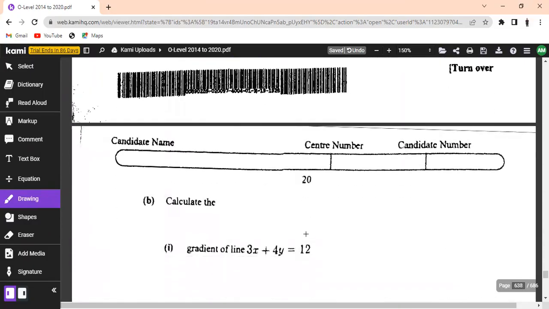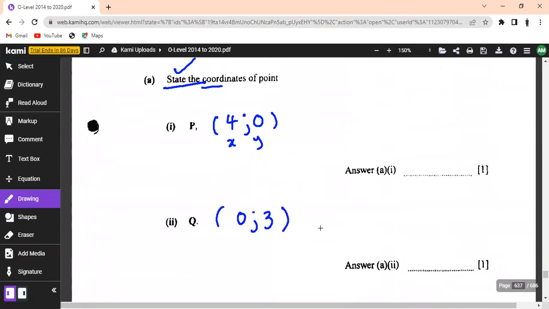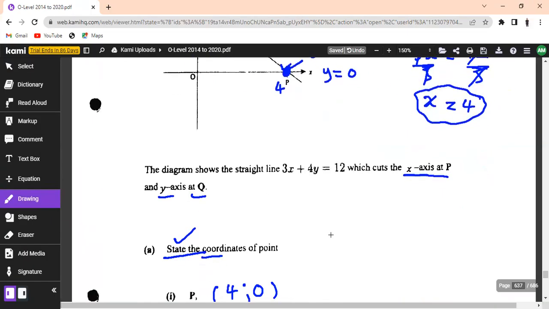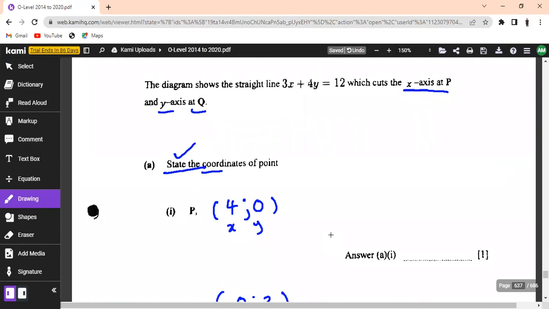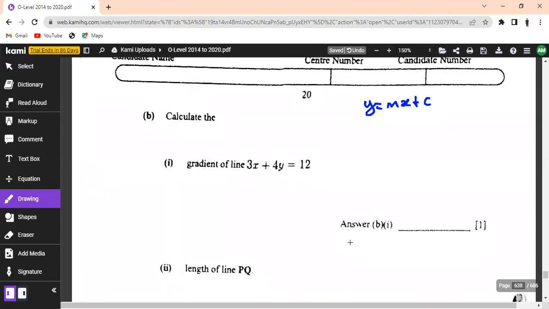All right. Then on number B, calculate the gradient. Okay, the gradient of the line. If you're asked to calculate the gradient, remember you must write your equation in the form of y equals mx plus c. Or you can use these points here. Since you have these 2 points, the point Q and the point P, you can calculate the gradient from there. You can use points since you know that gradient is change in y over change in x. Or you can just rewrite your equation in the form of y equals mx plus c.